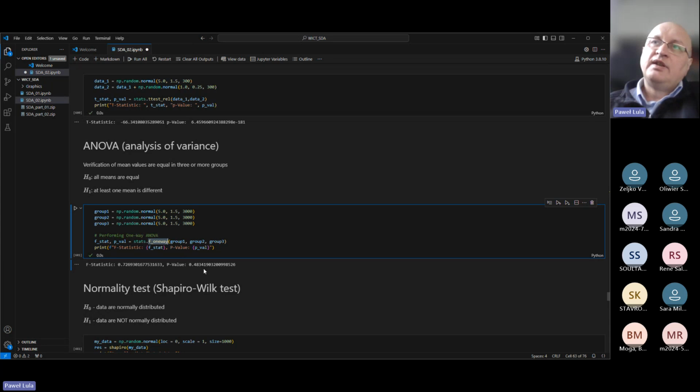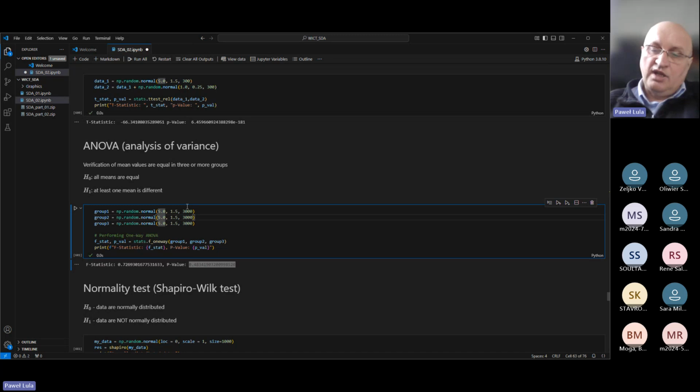P-value, which is rather big, rather big. So there are no reasons to reject the hypothesis that in these three countries, average values are the same.